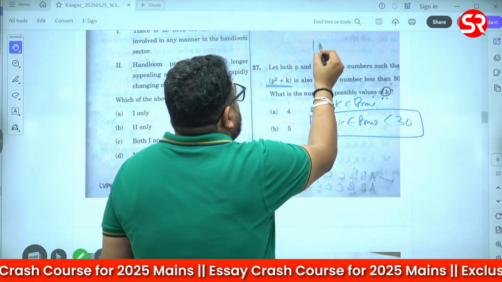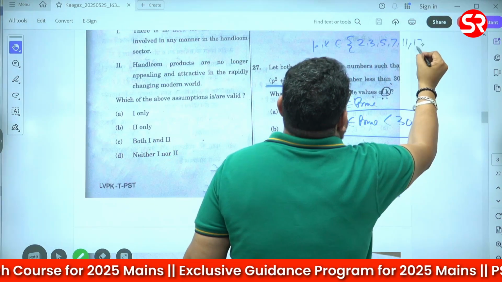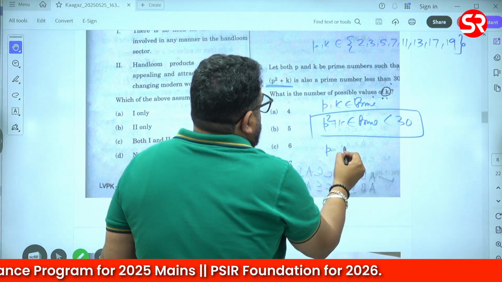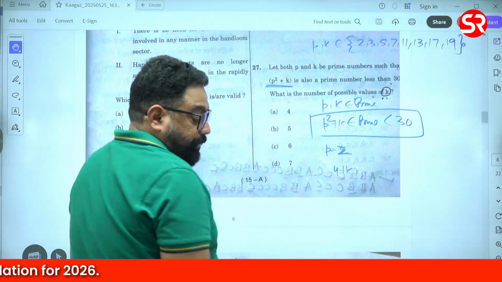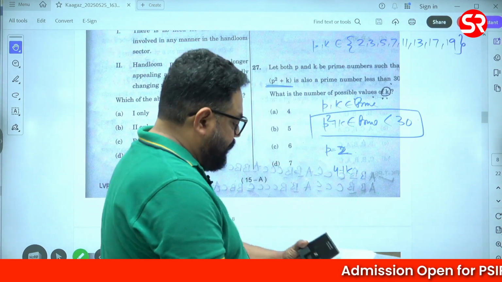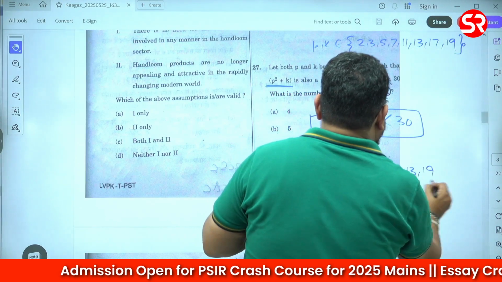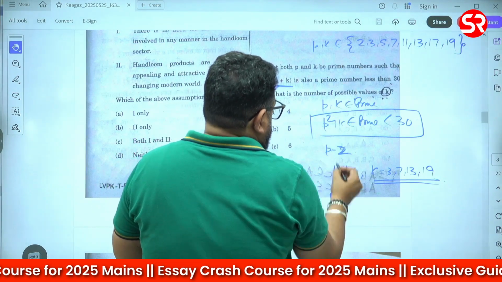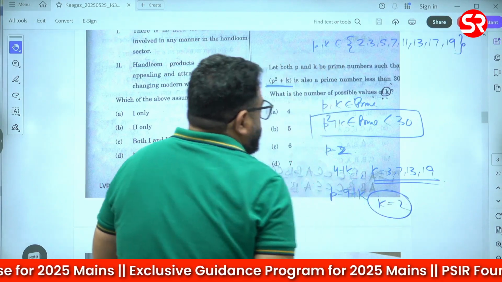देखो P और K इसका मतलब है they belong to 2, 3, 5, 7, 11, 13. अगर तुम P is equal to 2 लेता है तो ये क्या बन जाता है, 4 प्लस K, 4 प्लस K इज प्राइम, 4 plus K is prime when K is equal to 3, 7, 13 and 19, राइट। अगर तुम P is equal to 3 लेता है, राइट, it is 9 plus K, 9 plus K is only possible when K is equal to 2, isn't it?